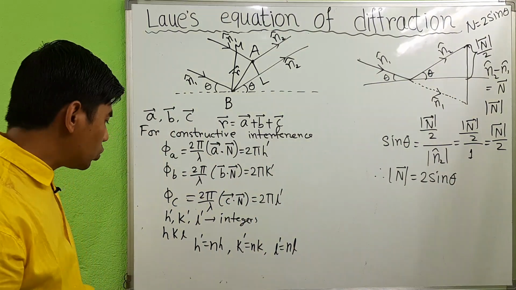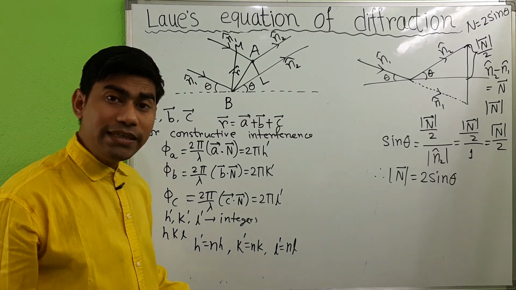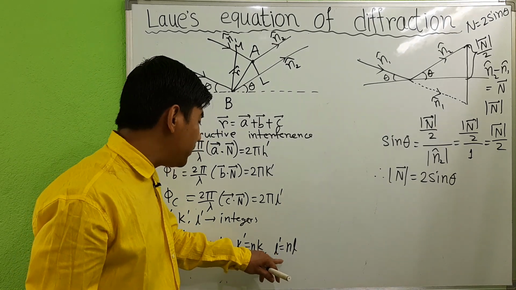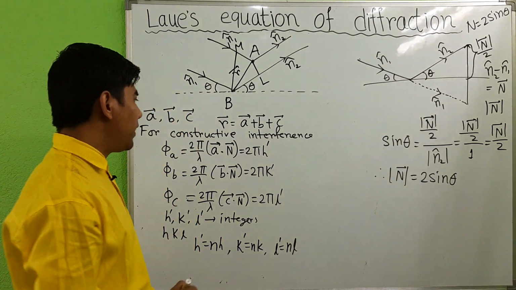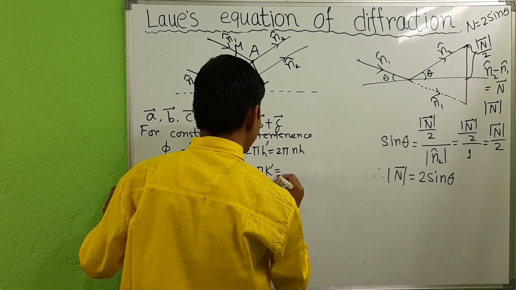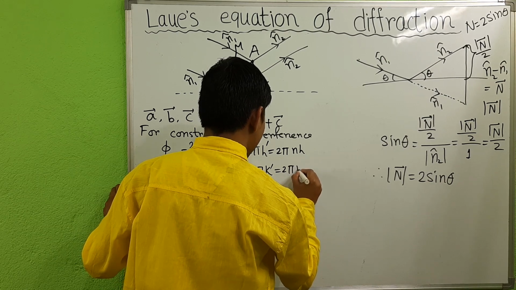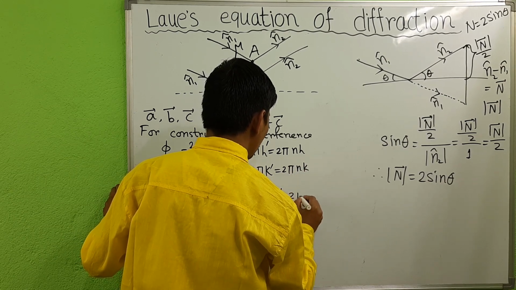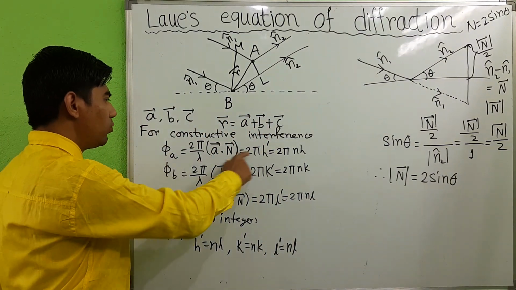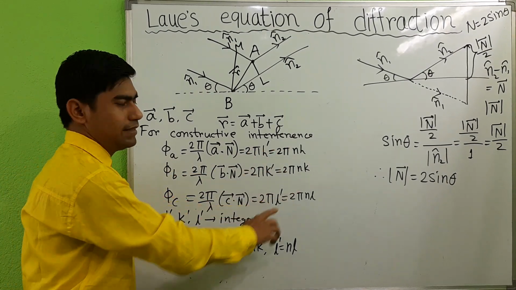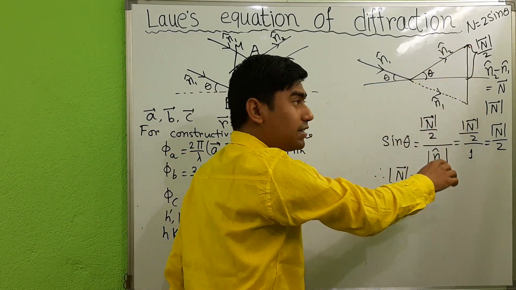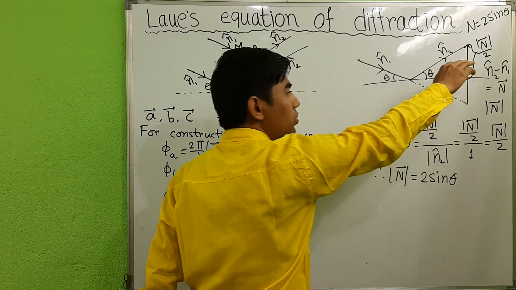So h prime can be written as n into h, k prime as n into k, and L prime as n into L. Here we can write this equals 2 pi n into h, this equals 2 pi n into k, and this equals 2 pi n into L. So phi A equals this, phi B is this, and phi C is this. And this is the n vector. Here we see that this n vector is perpendicular to this reflecting plane.